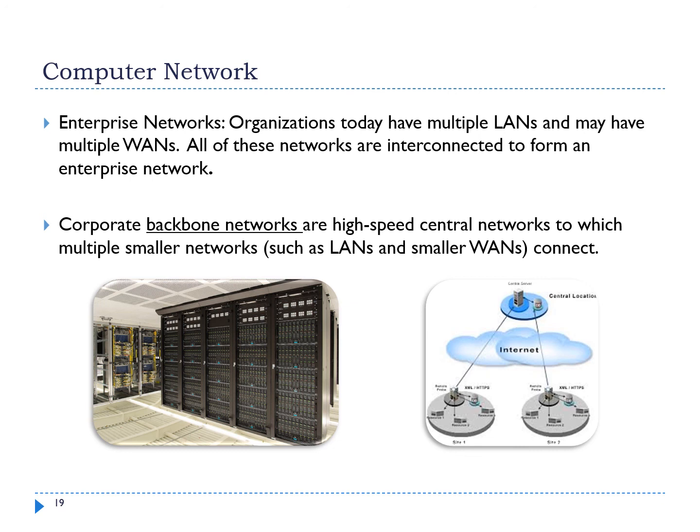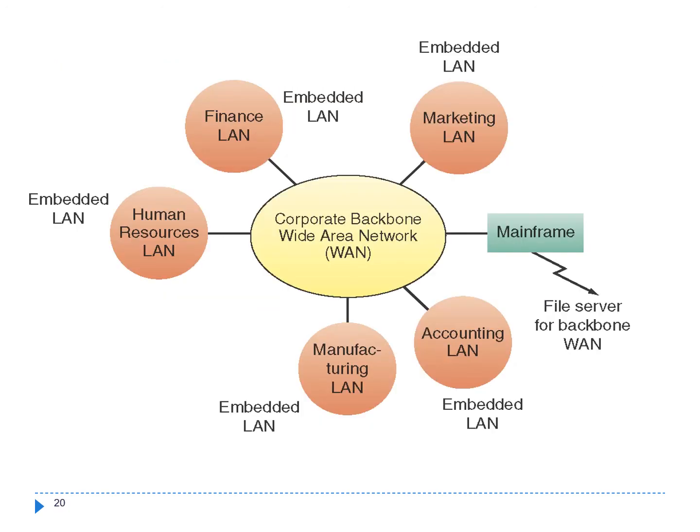Corporate backbone networks are high-speed central networks to which multiple smaller networks such as LANs and smaller WANs connect. Here is an example of a corporate backbone network. We can see that this corporate backbone network connects different LANs from different departments in the company.